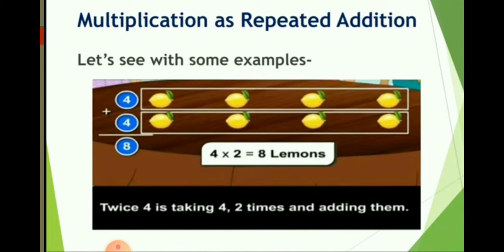So now can you see the magic that we can use multiplication also as a repeated addition? We are multiplying the number 4 by 2 and we are adding the number 4 2 times. So that is why it is known as repeated addition. Twice 4 is taking 4 2 times and adding them.